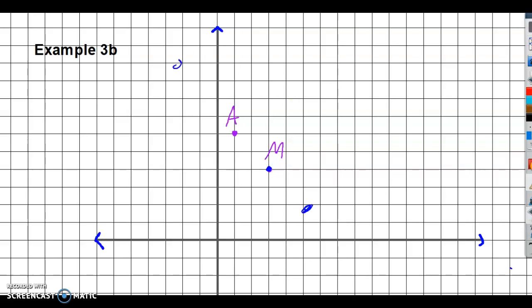So now that we know that M is right in the middle, I'm going to count. From this endpoint to the midpoint is down 2, over 2. So I'm going to do the same thing, down 2, over 2. Boom, there's C. Now, we are asked for the coordinates of C. So that is what? 1, 2, 3, 4, 5, 2.